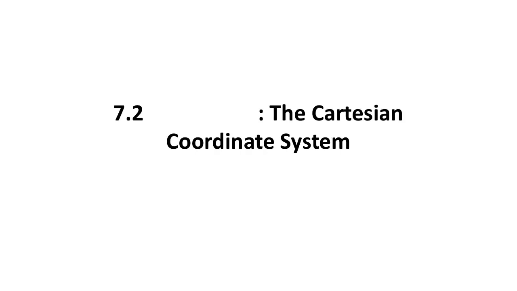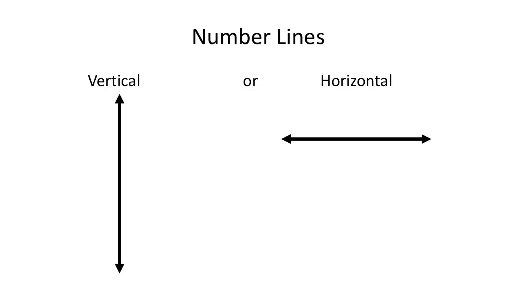So 7.2 leads us to the Cartesian coordinate system, and we're going to combine 7.1 and 7.2 in 7.3. So we're putting that formula stuff on the back burner, okay? And we're just going to look at the coordinate system. The coordinate system is just a graph. And in the past, when we've graphed values, it's been on number lines, right?